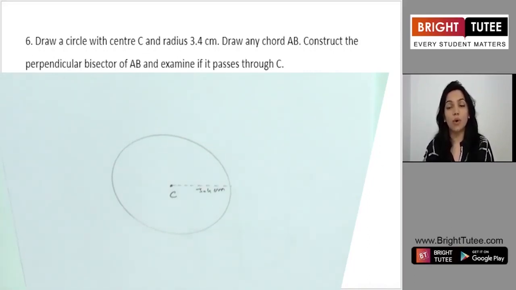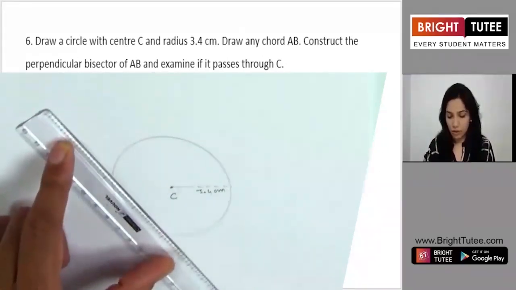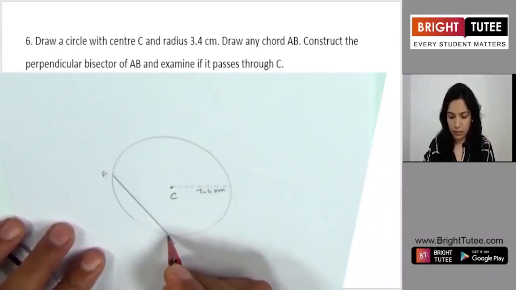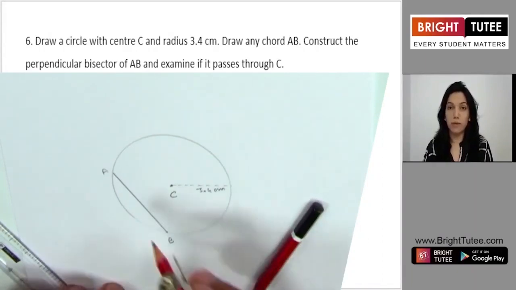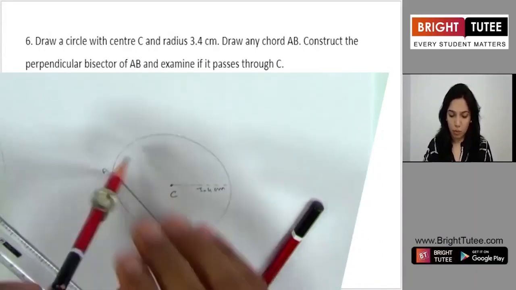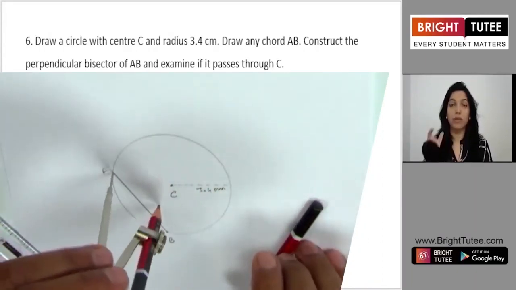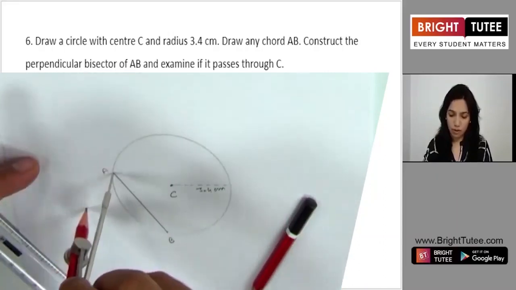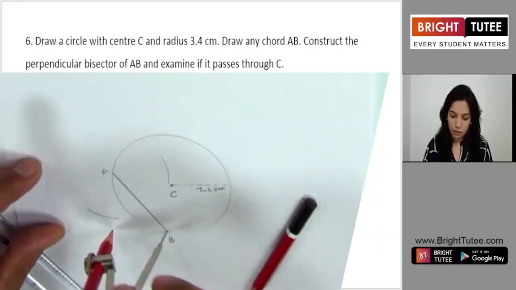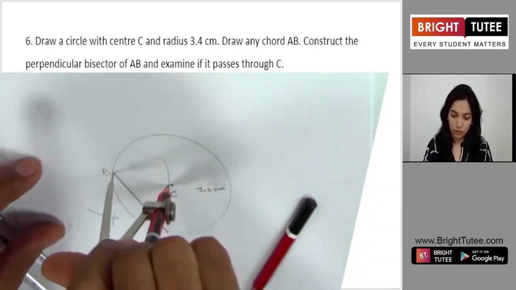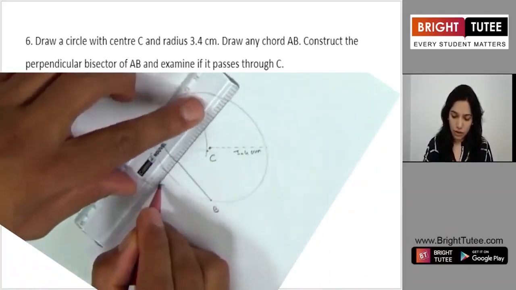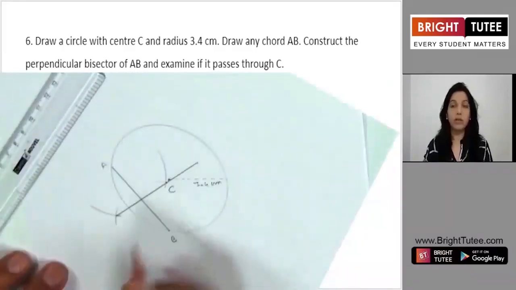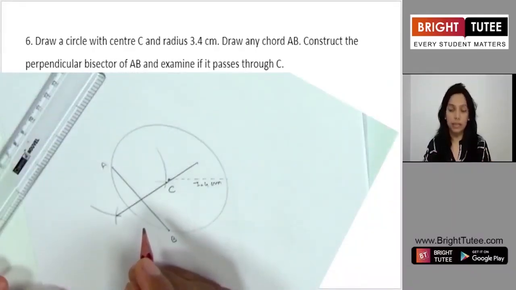Draw any chord AB. Now they are asking us to draw any chord. So let's say I am drawing a line here. This is the line AB. And if I am drawing the perpendicular bisector to AB, that is again you open the compass more than half of AB, you draw an arc here, draw an arc here. Keeping the point at B, draw an arc here, draw an arc here. And join it. So, when you are done with this, I'll just show you a clean image of how you will see. This is the kind of image that you will draw.